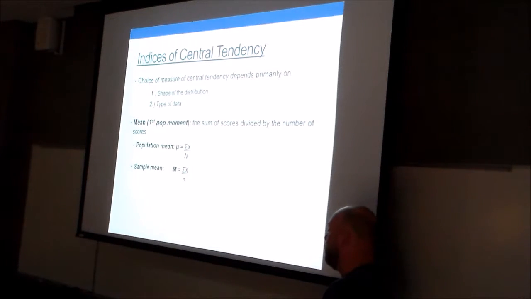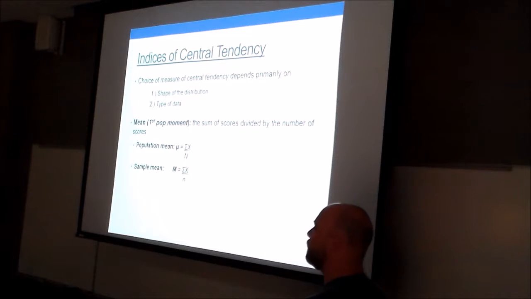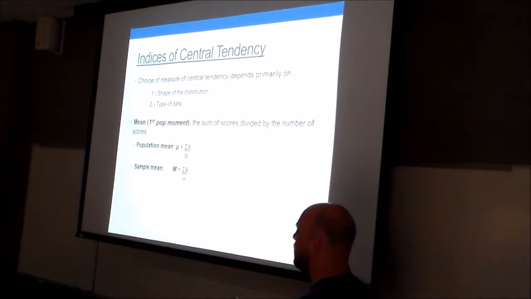Your variance is the second population moment. Skew is the third. Kurtosis is the fourth, right? So it's just different characteristics of your distribution from a mathematical standpoint.